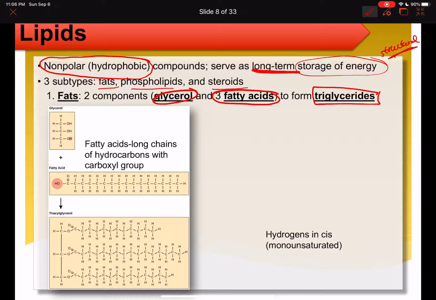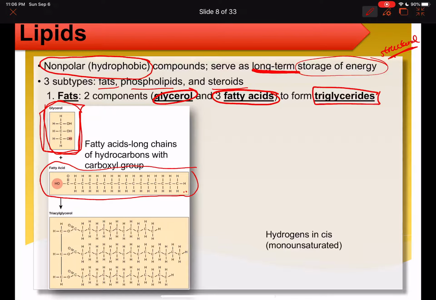Okay, that's why it's called triglyceride. Tri meaning that you have 3 fatty acids in the molecule. And they form your fats. Okay, so now here is that glycerol group. Okay, glycerol group, and then you have your fatty acid chain, one of them anyway.